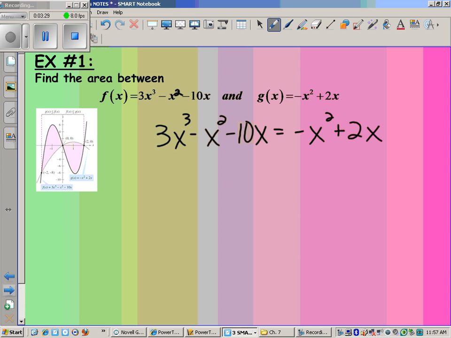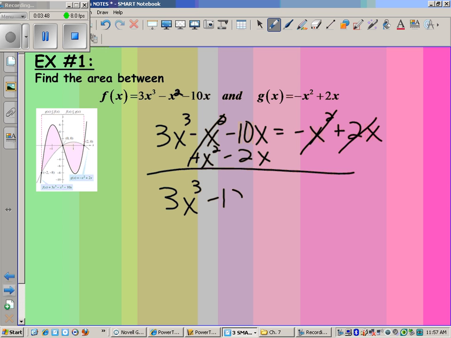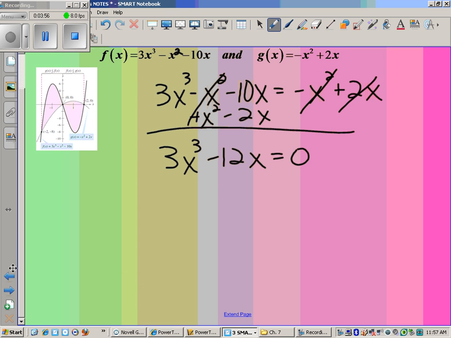Okay? Can I move everything to the same side? That's going to make my x squareds cancel, right? If I move this 2x over, my x squared over, I'm going to get 3x cubed minus 12x equals 0. How do I factor from there? Okay. Let's do a GCF. 3 and an x. If I take out a 3 and an x, then what's left over? X squared minus 4.